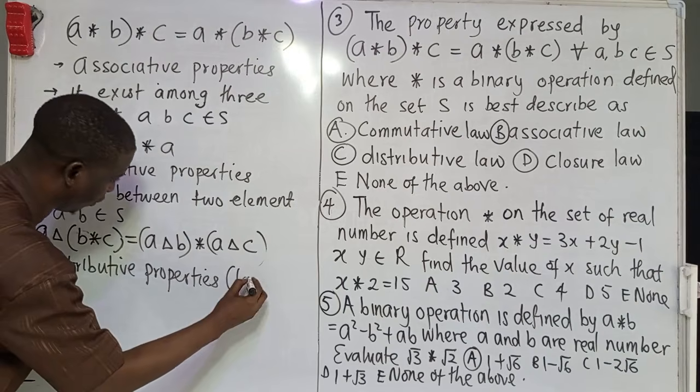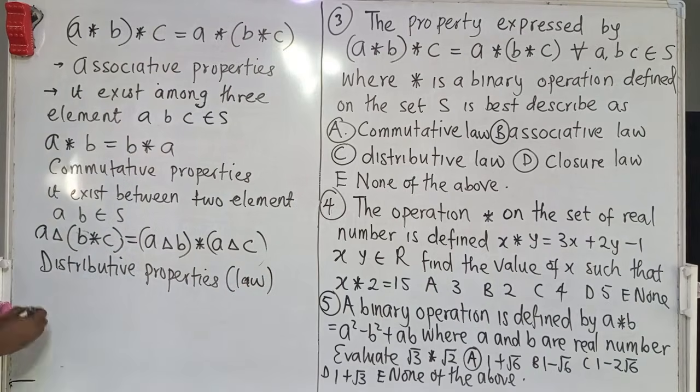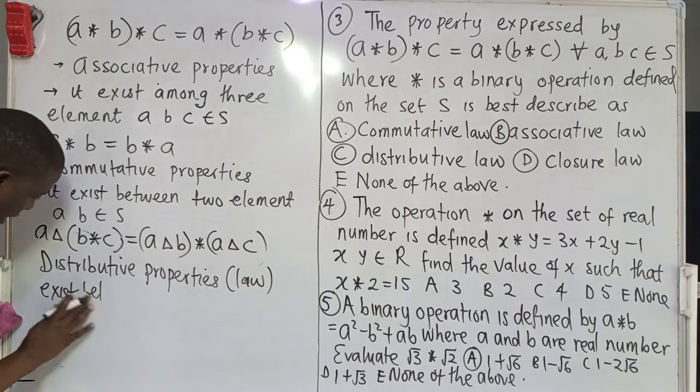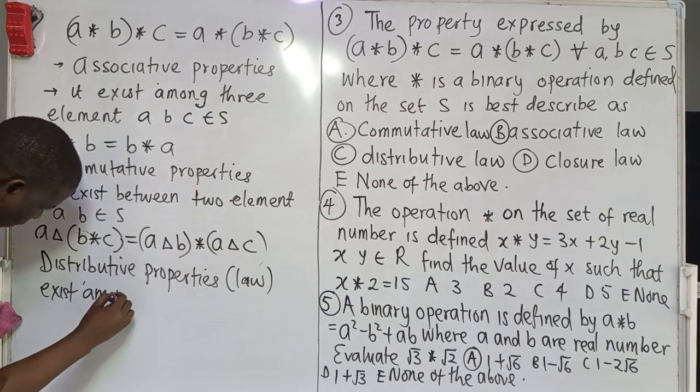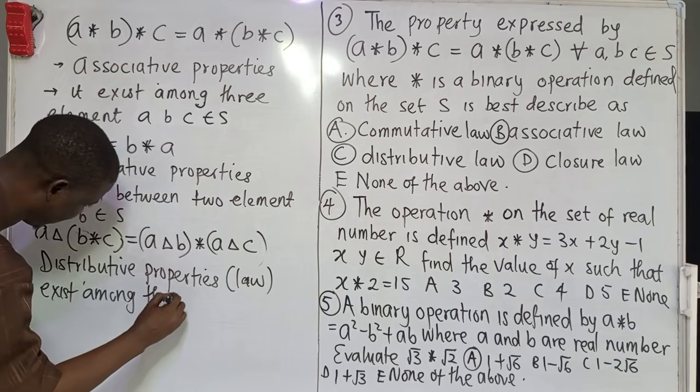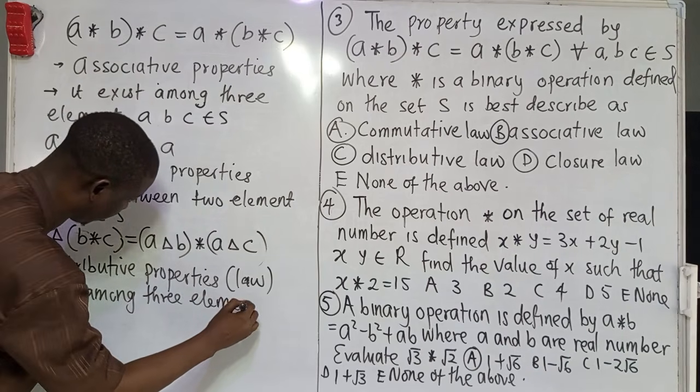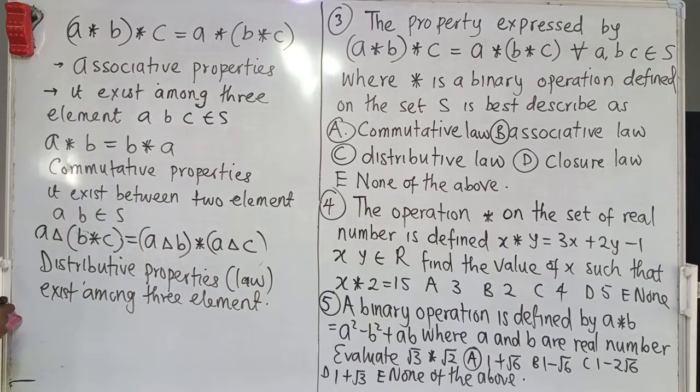or a distributive law. So it also exists between, or among, three elements. So in that case now, what is the difference between associative and distributive?